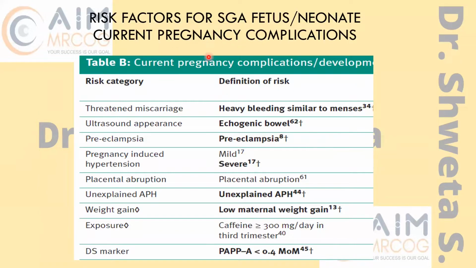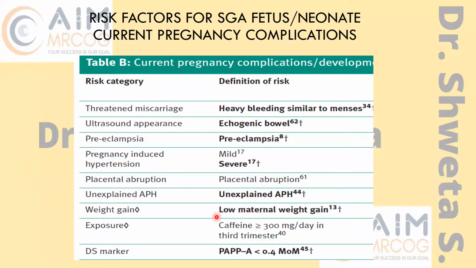Now, risk factor in current pregnancy, if you see, we have already seen heavy bleeding. We have seen that she can have unexplained APH. The other important aspect is when you will be doing second trimester scan, you will be seeing echogenic bowel. Later in pregnancy, she can develop preeclampsia. She can develop severe pregnancy-induced hypertension. She can develop abruption. So these all can develop later. As well as unexplained APH is also a major factor like heavy bleeding. Echogenic bowel is a major risk factor in the scan.